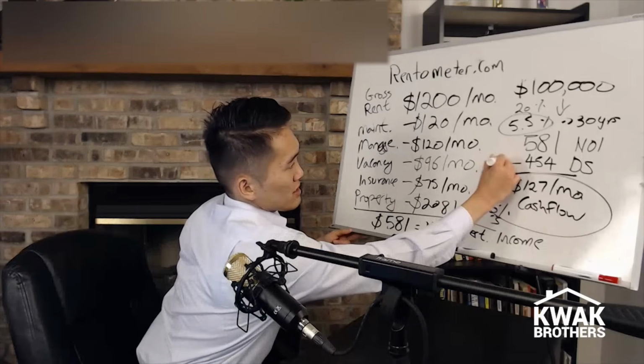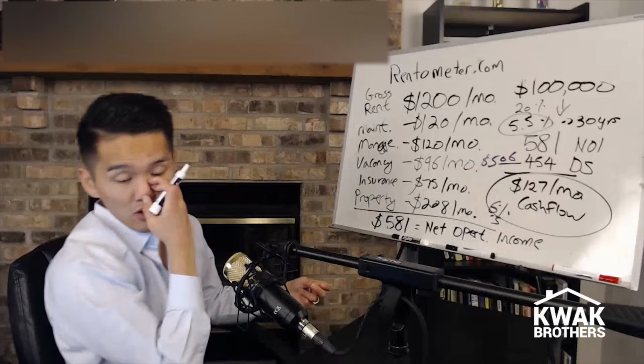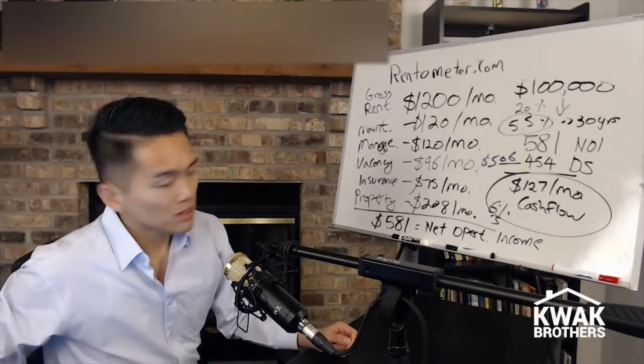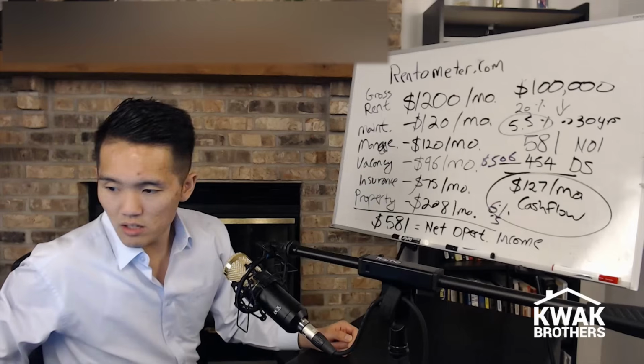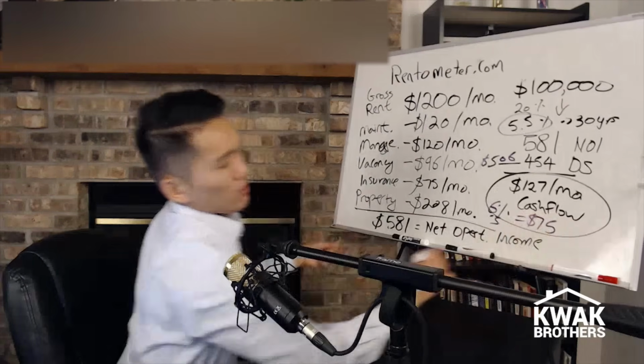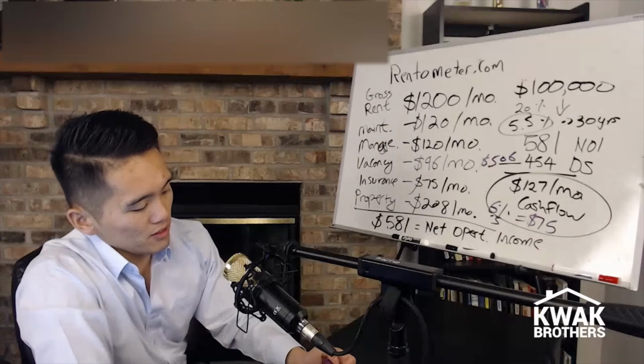So the debt service is 506. I just did the math here. If we do that math of 581 minus 506, you're looking at only $75 of cash flow, right? Which actually fills the tank on my car.